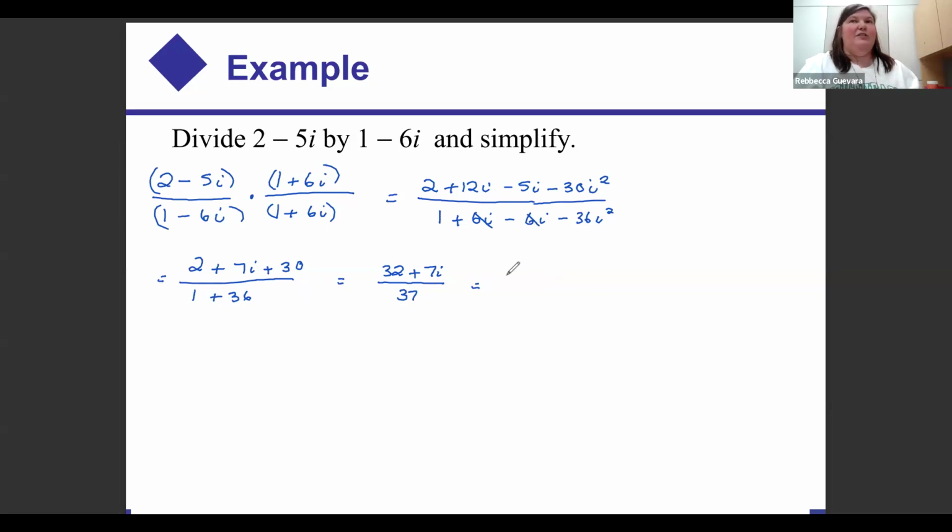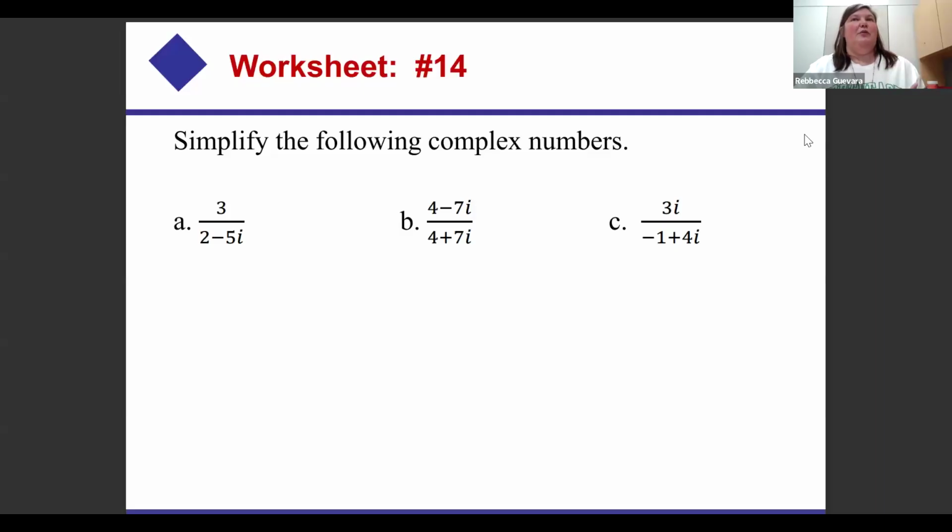So kind of like with fractions, I can split this up as 32 over 37 plus 7 over 37i. So now I am in simplified form because I've got the form of a plus bi. So just take a moment with these two and simplify these. Like I said, it's essentially dividing the complex numbers, but simplify these so they're of the form a plus bi.